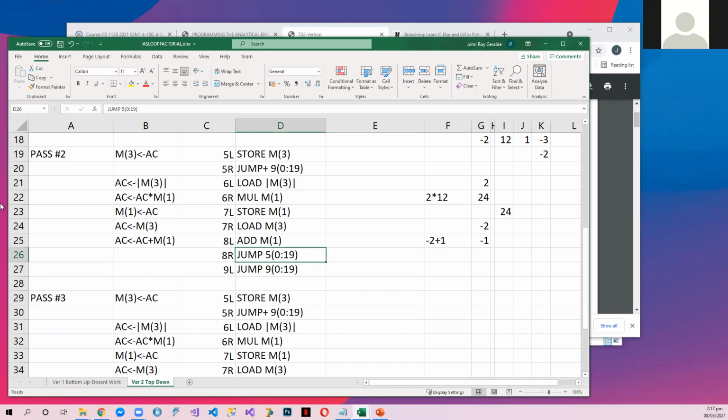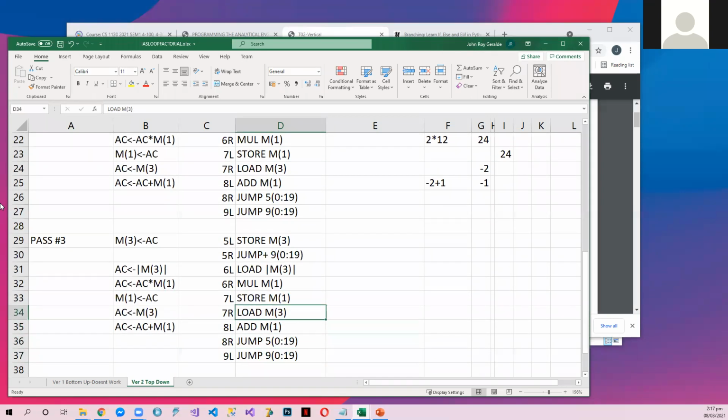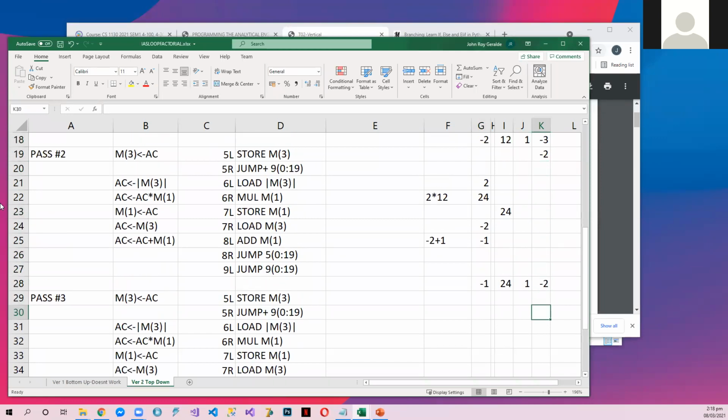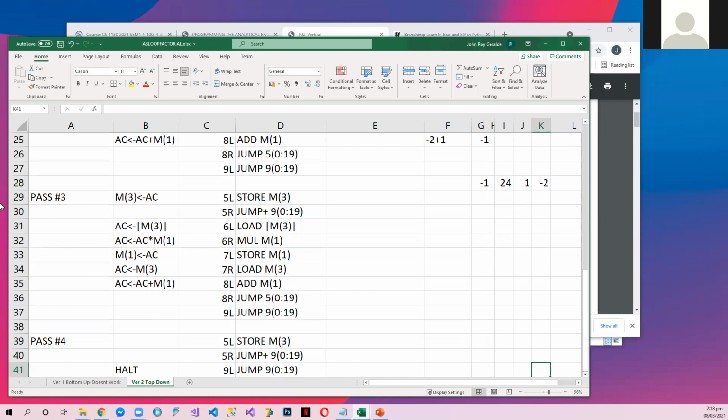Remember, no? In the top-down loop, there's no condition at the tail. So we'll just jump. Punta tayo dito. Our accumulator is now -1. Our partial product is 24. Okay. Our decrement is 1, and this used to be -2. Okay, -2 pa rin ito, right? Oh yeah, that's correct. That's -2. Okay. So we store M3. So the accumulator we transfer to M3. This is our accumulator. So we will overwrite the -2. This now becomes -1.